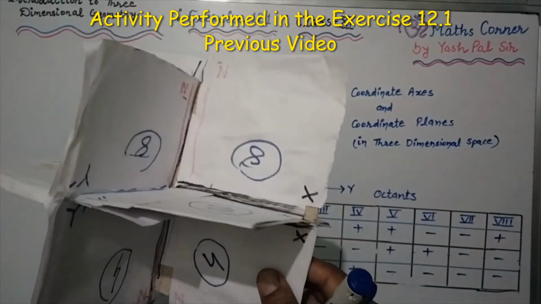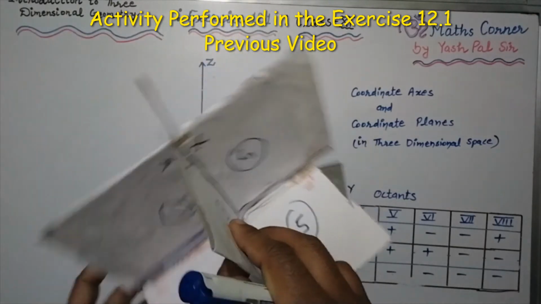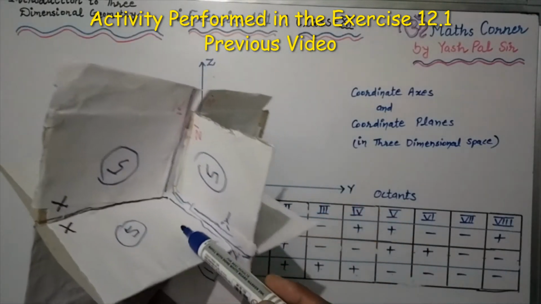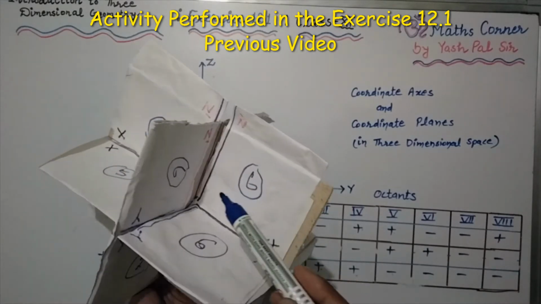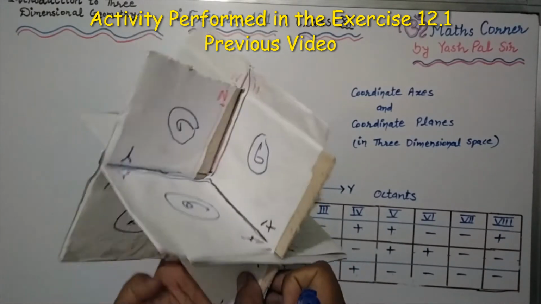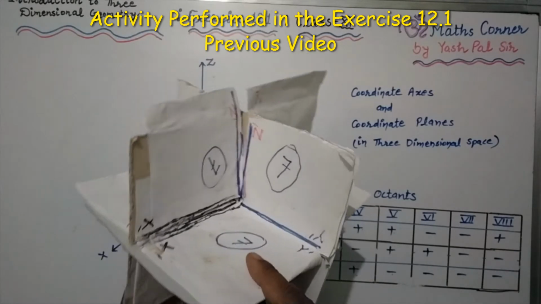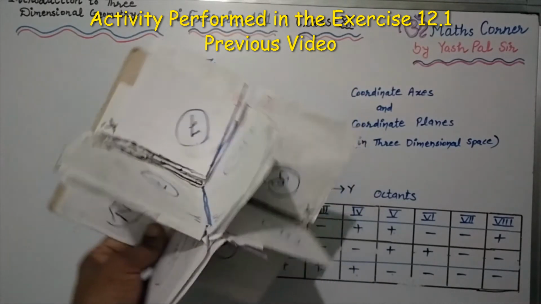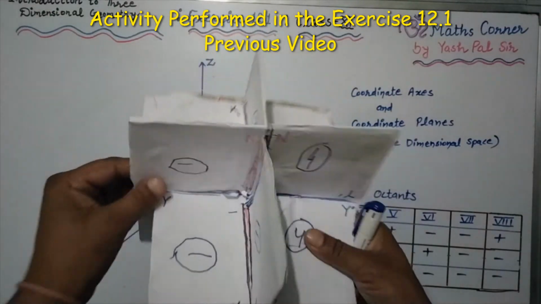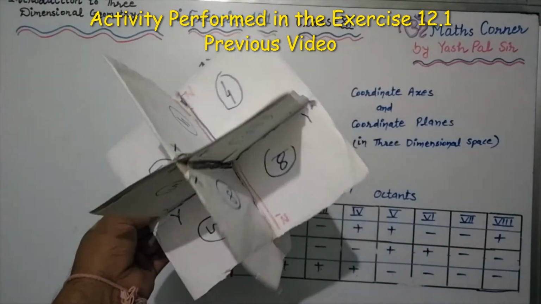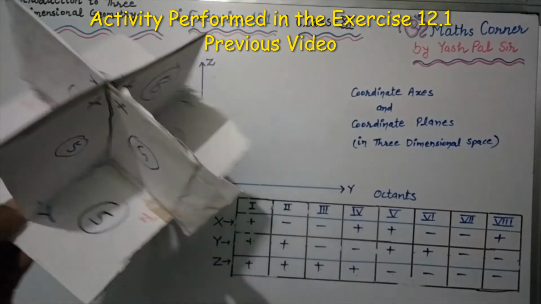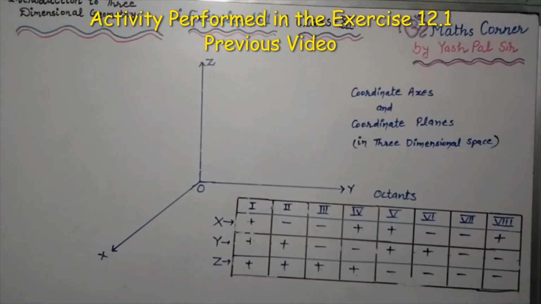After this we come to the fifth octant. Thereafter we have the sixth octant. Next we have the seventh octant. Lastly we have the eighth octant. So all the octants are represented by this model. Beautifully we have explained, we have seen the octant system.